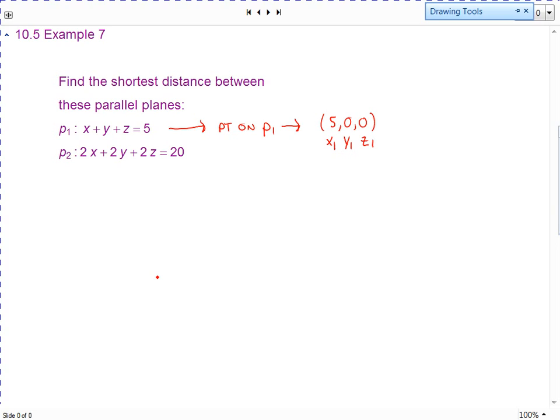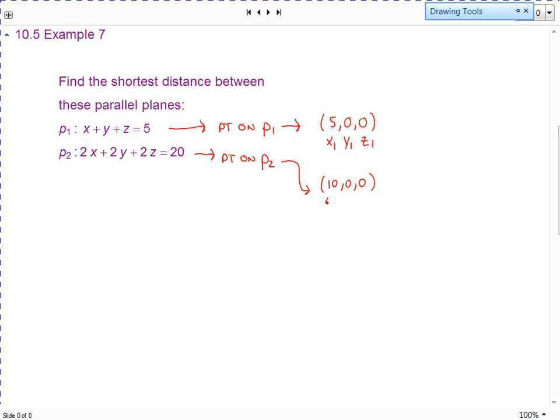You could have gone the other way. You could have thrown out the bottom plane, grabbed a point off of it, and then done the top one. But I just chose to do it this way. We can find a short distance between them by first choosing any point on the plane. So now let me find a point on the other plane. Any point I want. So point on P2 is what? 10, 0, 0. Fine with me.